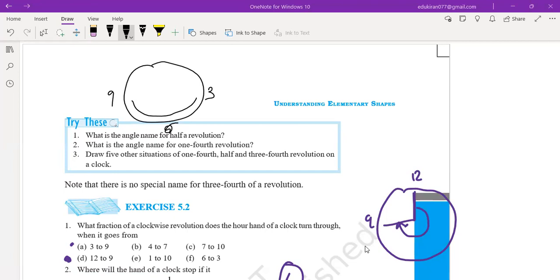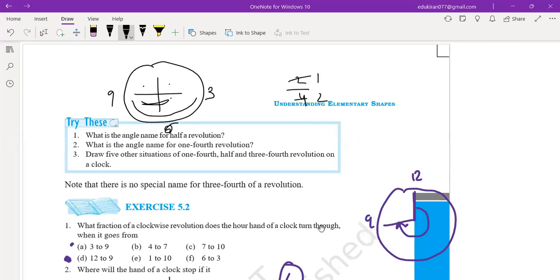Okay, for the first one, from 3 to 9, the fraction would be 2 upon 4, which will be 1 upon 2. Right? Yes, ma'am. Yes, because this is the clock from 3 to this. So how many quarters are there? 1, 2, 3, 4. Out of this, 2 are being covered. So 2 and total are 4. So 1 upon 2.